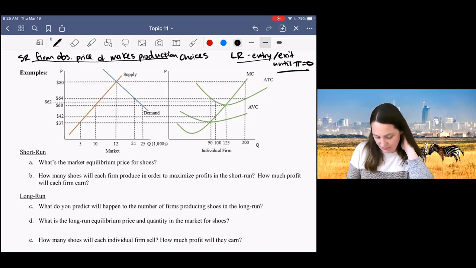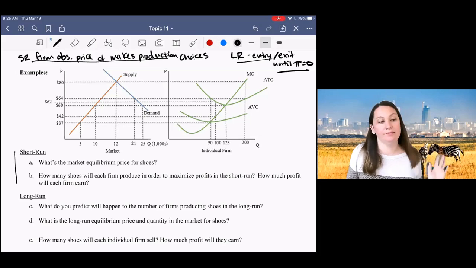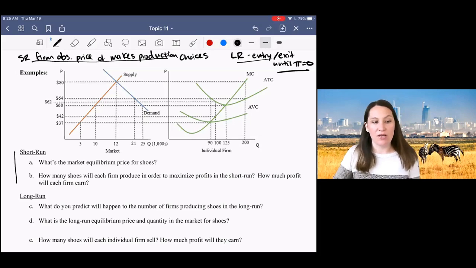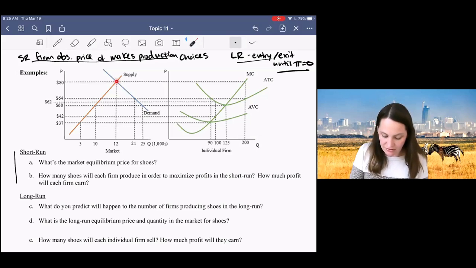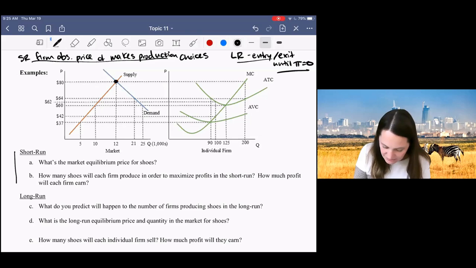The first question has to do with the short run. What is the market equilibrium price for shoes? I guess we're making shoes. You know how to figure this out. What's the market equilibrium price? Supply equals demand. Supply and demand will set the market equilibrium price. All I have to do is look at where supply equals demand, and I've got price is 80.